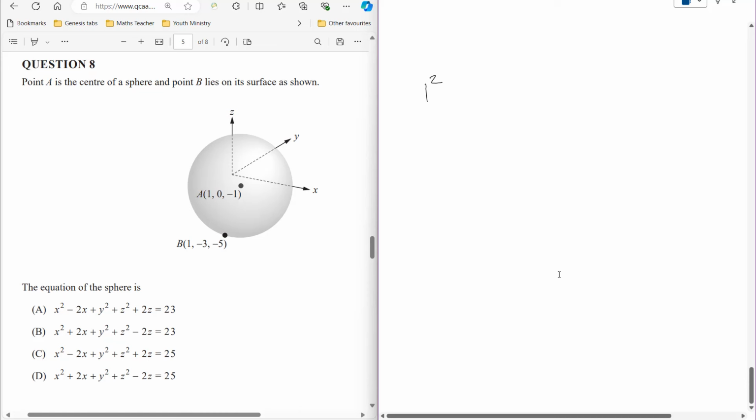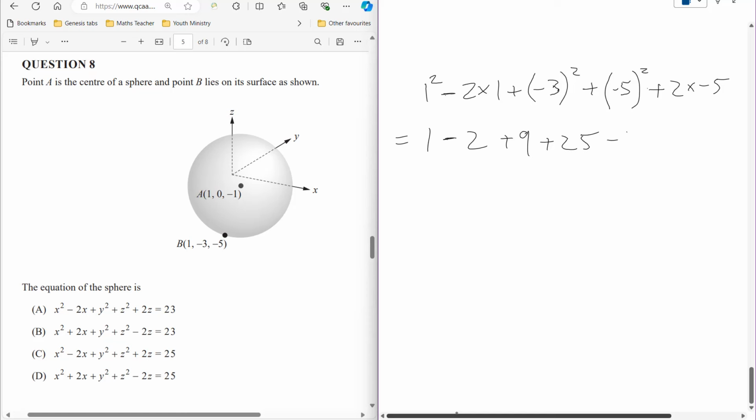So x squared minus 2 times 1, plus negative 3 squared, plus negative 5 squared, plus 2 times negative 5, equals 1 minus 2, plus 9, plus 25 minus 10, and this equals 23. So A has to be correct then. If substituting in B, we get 23, then A must be correct.